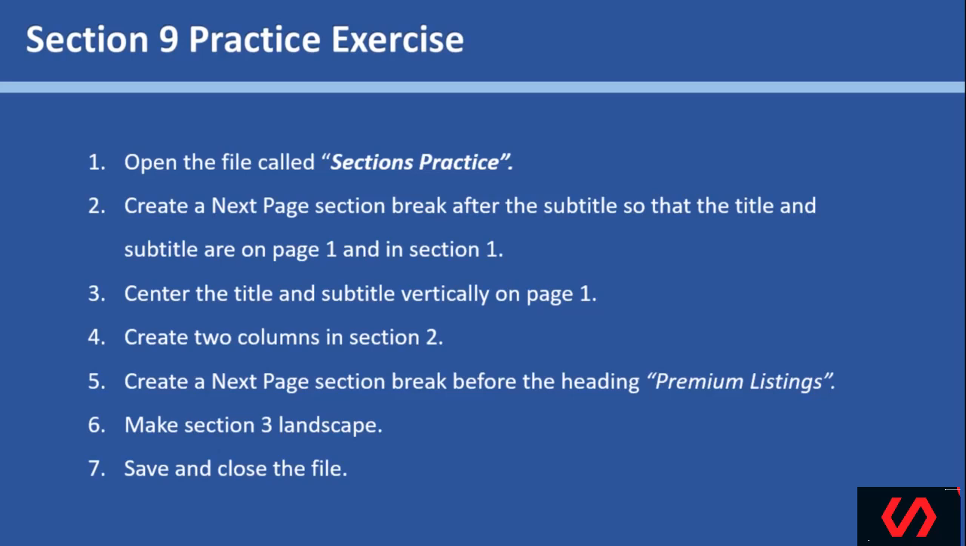And I want you to create 2 columns down in section 2. I'd then like you to create a next page section break before the heading Premium Listings. And then I'd like you to make section 3 Landscape. You can then save and close the file.